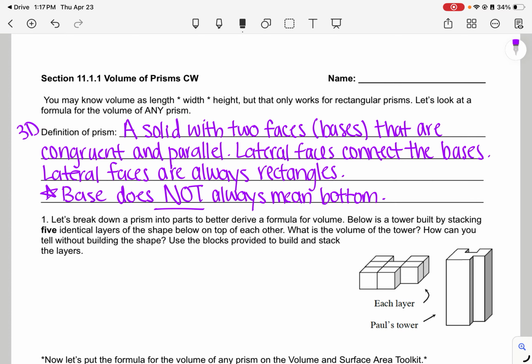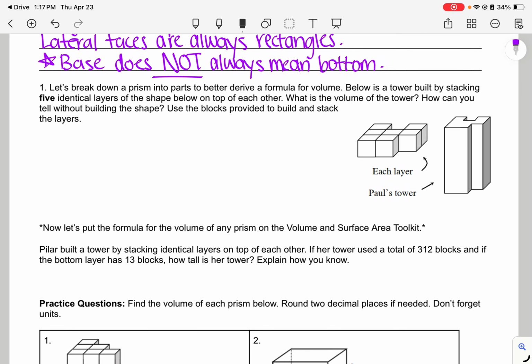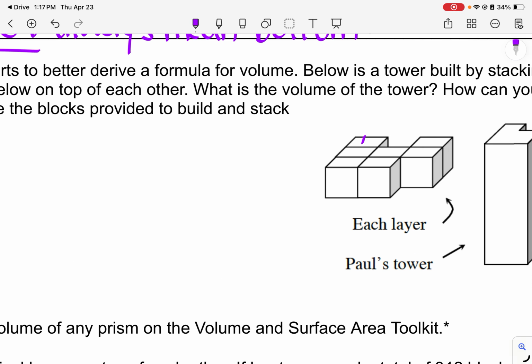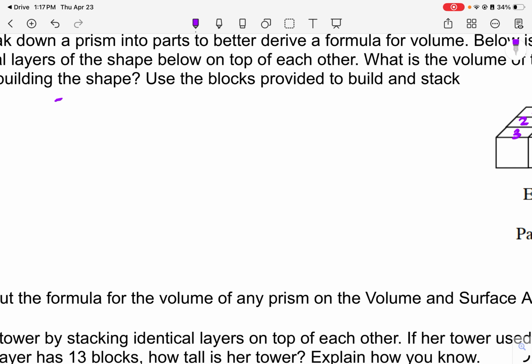So now number one, it says, let's break down our prism into parts to better derive a formula for volume. Below is a tower built by stacking 5 identical layers of the shape below on top of each other. What is the volume of the tower? How can you tell without building the shape? Use the blocks provided. Obviously, we're not going to be able to do that, so we'll just do it together. First of all, one layer is up here. That's our layer. So let's figure out how many blocks are in that layer. 1, 2, 3, 4, 5, 6, 7. So there's 7 blocks.